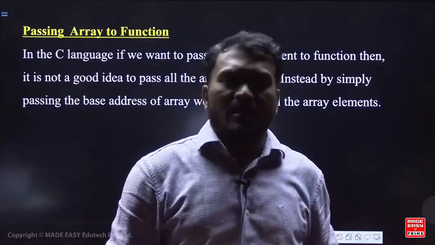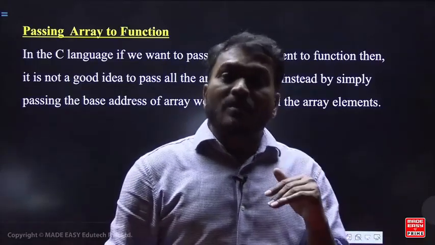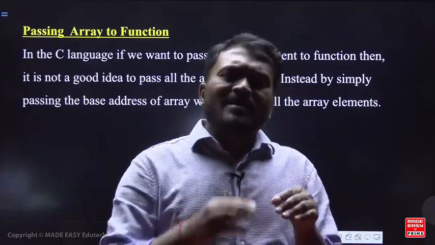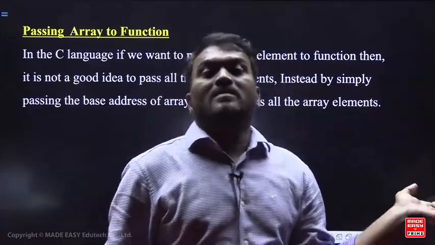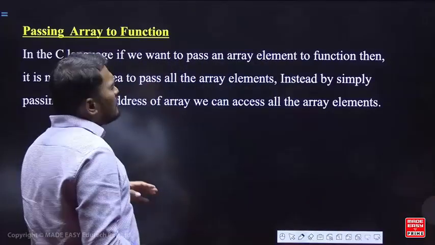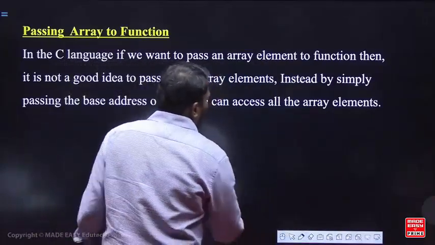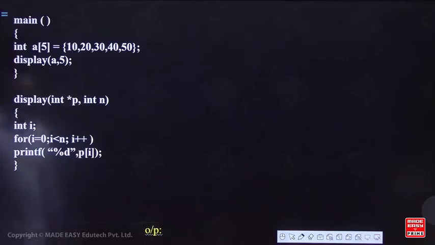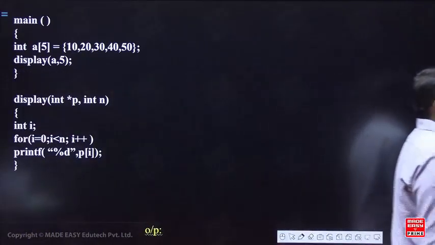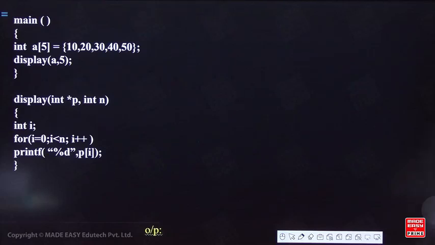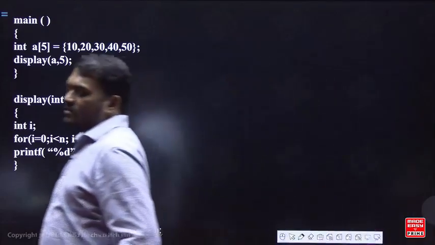The base address of the array. Simply you can pass only the base address of the array. By simply passing the base address of the array, you can access all the array elements. So how is that going to be? The first example I will explain, and the next question you are going to solve. So copy the example. With the example I will clarify everything, and next you will solve the GATE question.